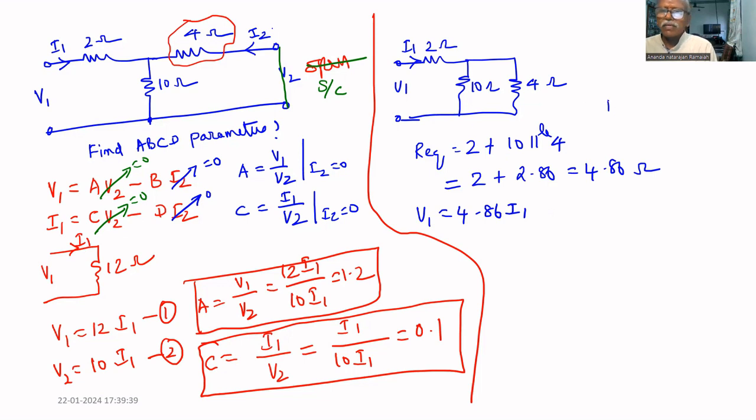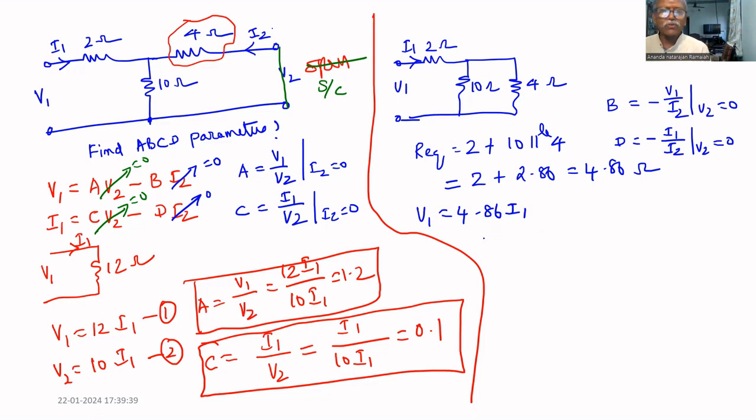But what is B? B equal to minus V1 by I2, provided V2 equal to 0, and D equal to minus I1 by I2, provided V2 equal to 0. From this, we can write the expression for V1. V1 equal to 4.86 I1.